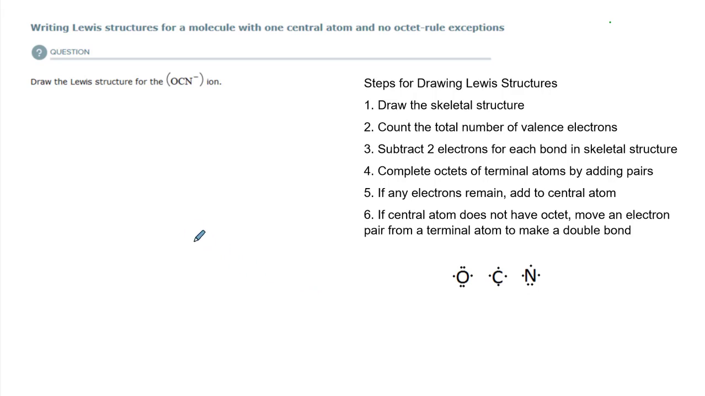In this next problem, again, we have a polyatomic ion, and again, we're going to obey the octet rule, but we're going to see something's going to end up being a little bit different with this one. We're going to follow the same 6 steps. Step 1 is to draw that skeletal structure. Again, you're going to put the least electronegative element in the center, and in this case, between these 3, carbon is the least electronegative. So we're going to put carbon in the center and just put the nitrogen and oxygen out to the sides.